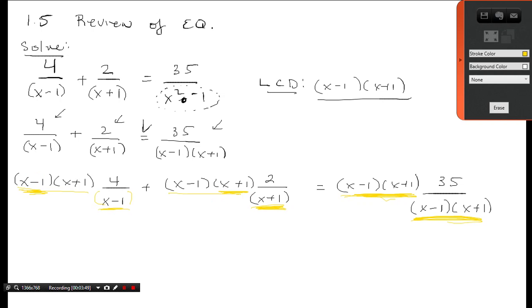So what are you left with? Well, you are left with this beautiful thing. It's going to be 4, and the x plus 1 is on the outside. Bring down your plus sign. x minus 1 times 2. And then it's going to be 35.